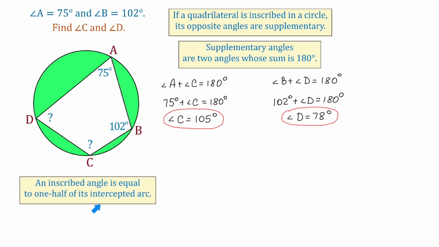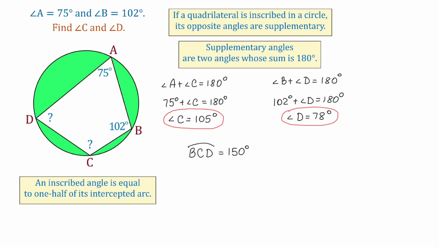Now, an inscribed angle is equal to 1/2 of its intercepted arc. So, if angle A measures 75 degrees, then the intercepted arc will measure twice 75, which is 150 degrees. So, I will write that the arc BCD measures 150 degrees. Now, if the arc BCD measures 150 degrees, then the arc BAD has to measure 210 degrees.